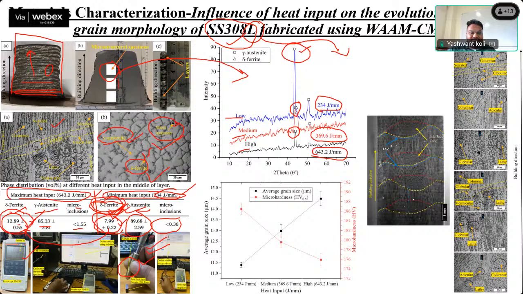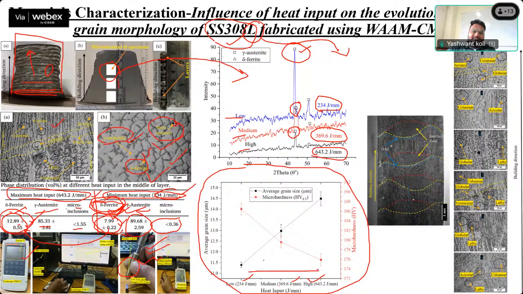So that we have justified with the ferritoscope and the microscope structures, both are giving the same results. In this image, you can see the average grain size as per heat input and the micro hardness. With low heat input, medium and high heat input, as we are increasing the heat input, the average grain size is increasing. You can see the black color line. As we increase the heat input, the grain size increases, and similarly the hardness has been reduced.